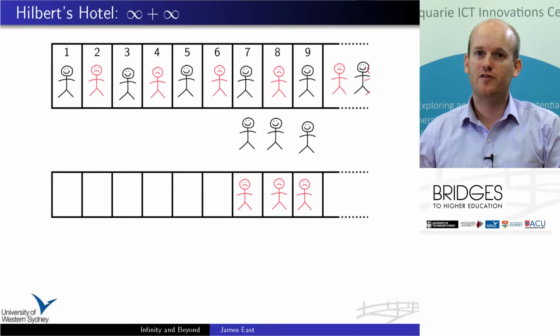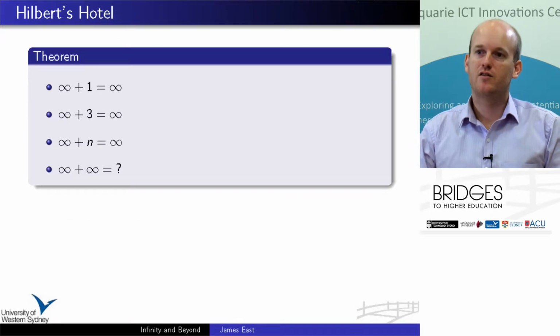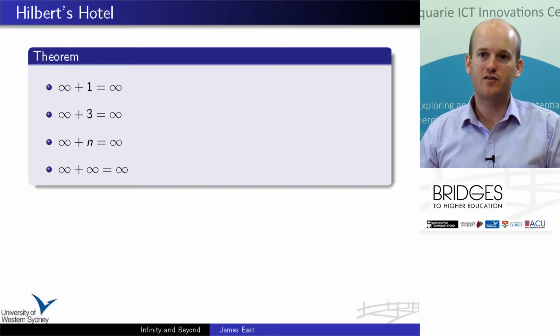So infinity plus infinity, well, we didn't get any more people. We could still fit them into the same hotel. So the answer to that question is infinity. Infinity plus infinity is infinity. Right? These are very strange equations. You couldn't rub out infinity and put any other number there. 7 plus 7 is most definitely not equal to 7.